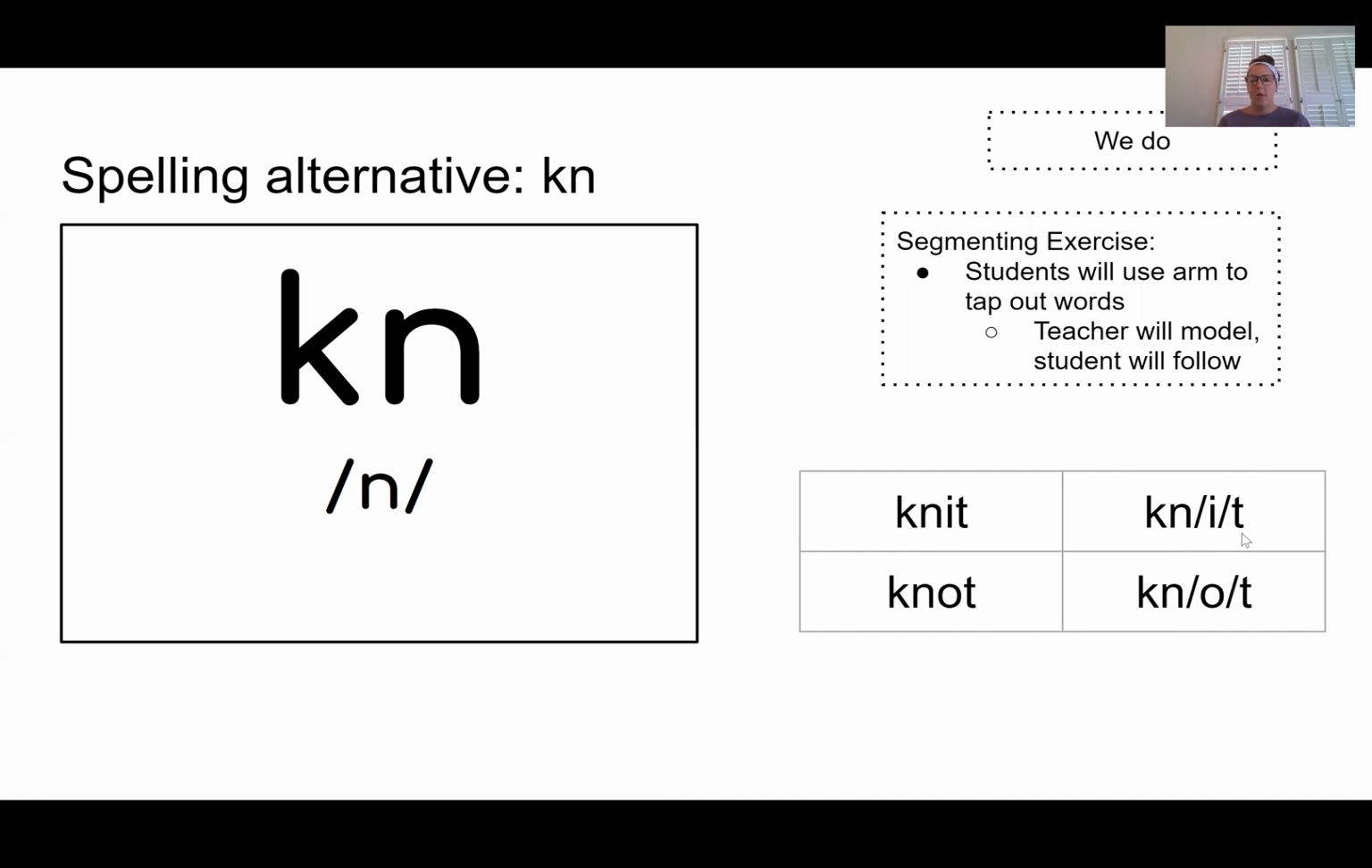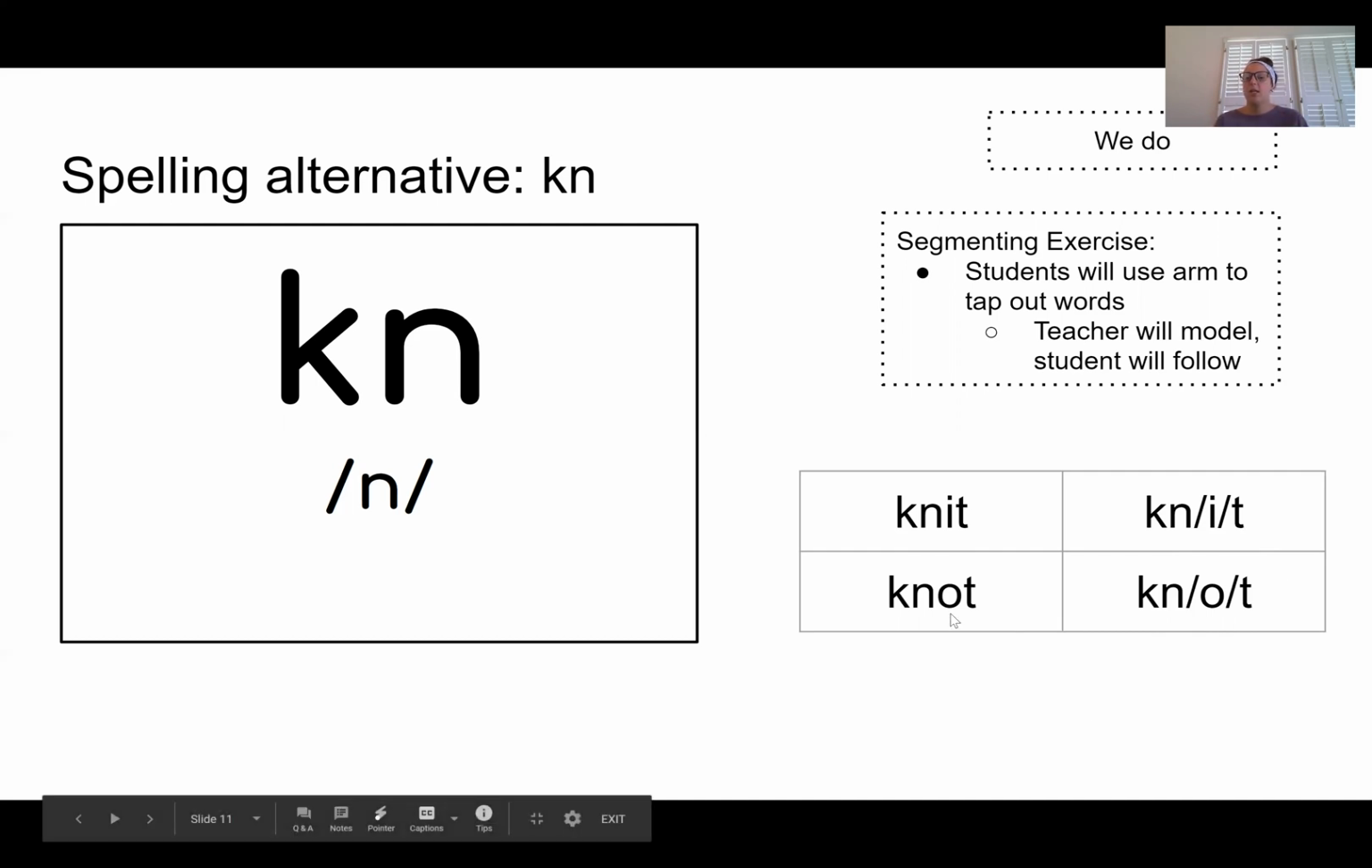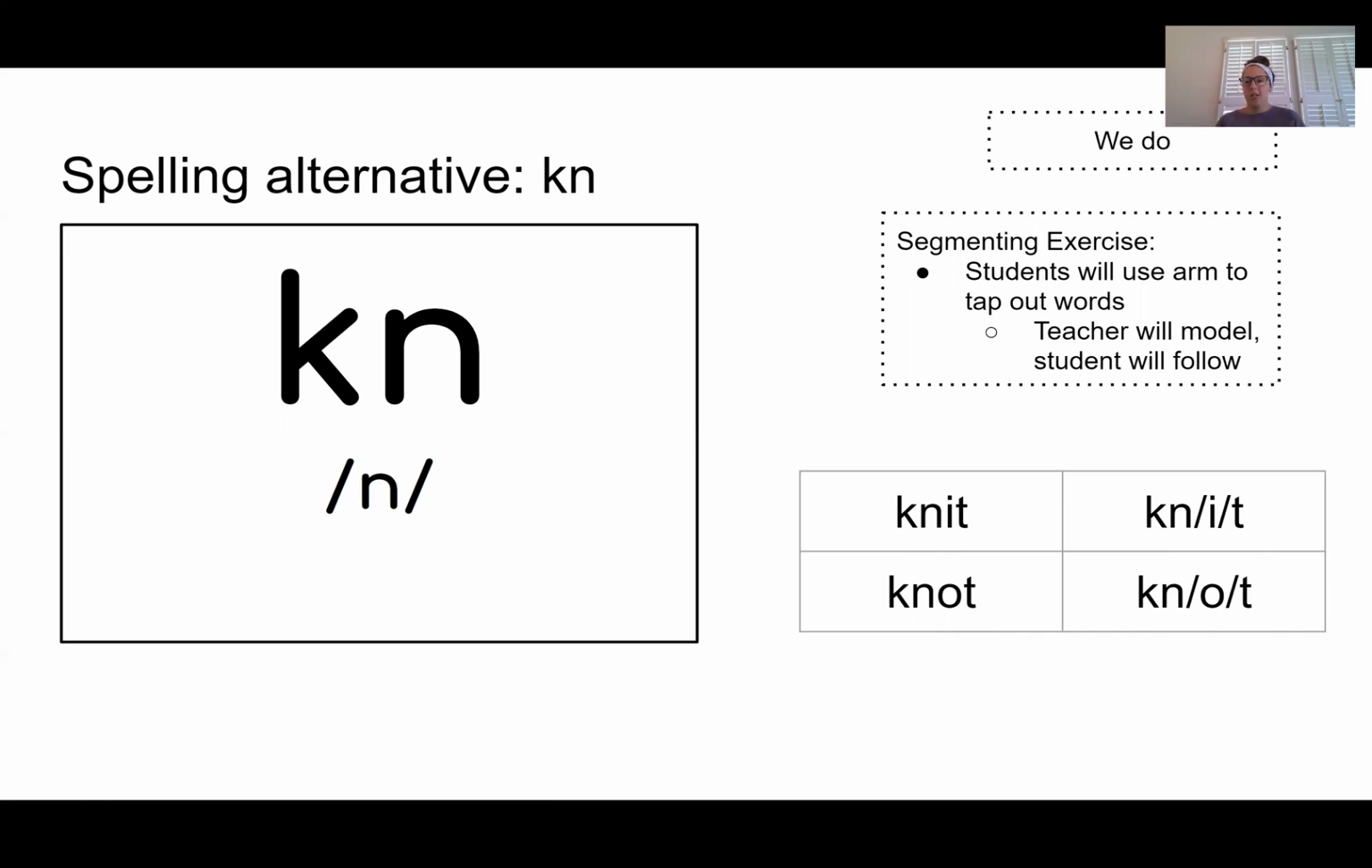Let's do our second word. My turn, then your turn. Knot. N-A-T. Knot. Our turns, arms out. Go. Knot. N-A-T. Knot. Very good. What is this word, friends?